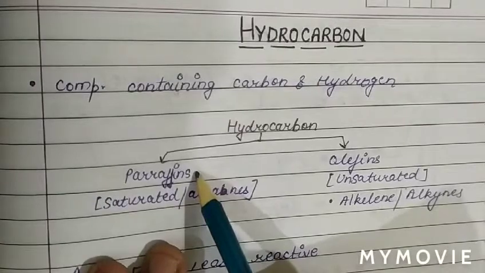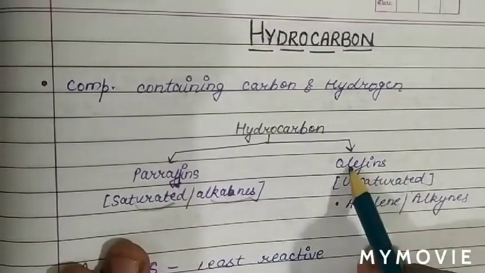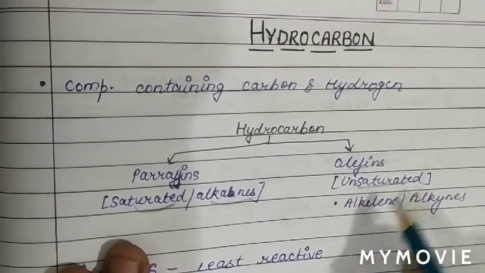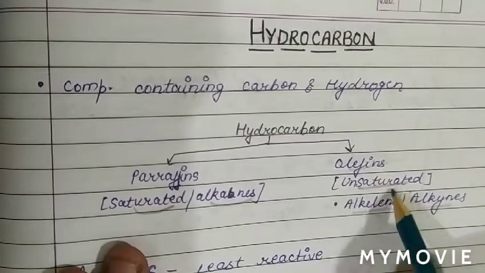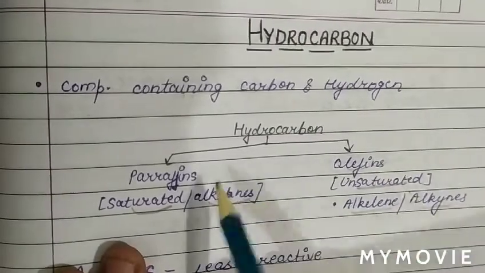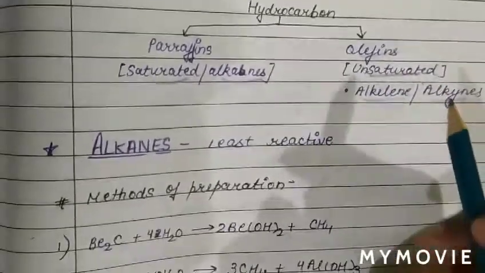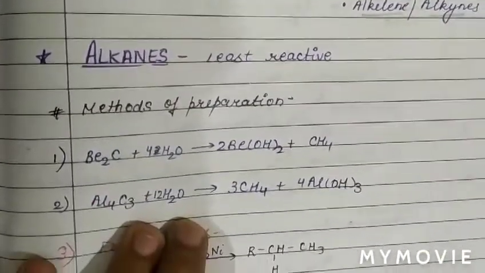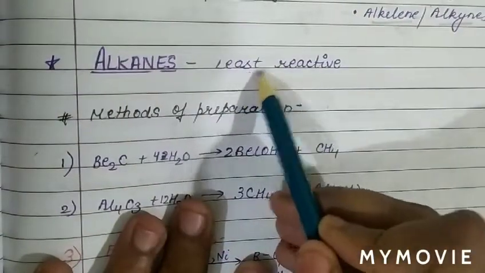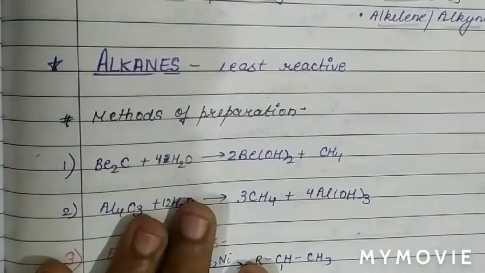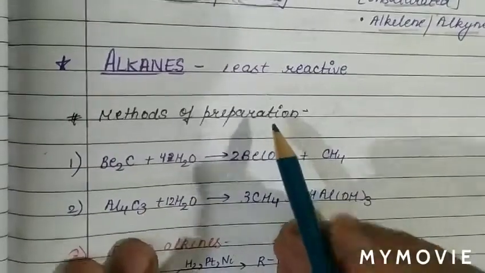One is paraffins. Paraffins means saturated alkanes, and one is olefins. Olefins means unsaturated alkenes and alkynes. So basically olefins are unsaturated alkenes and alkynes, and paraffins are saturated alkanes. Now see, the first topic, which is alkane. As we know, alkanes are basically least reactive. So now we will discuss the methods of preparation of alkanes.